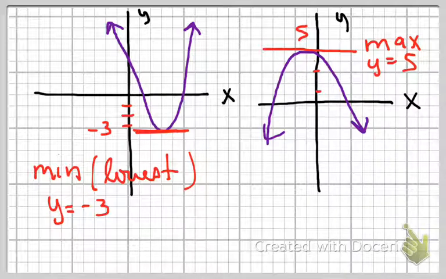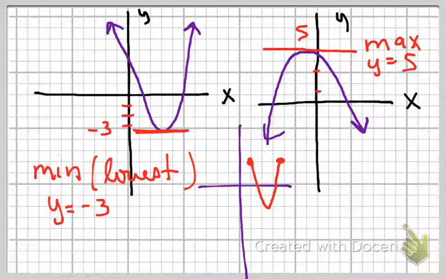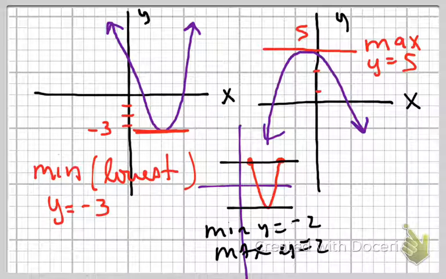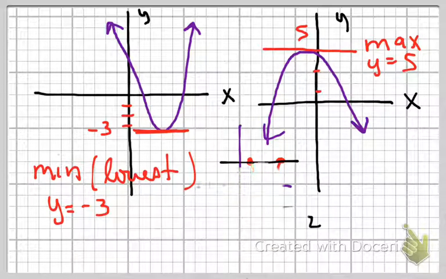Now, is it possible for a parabola to have both a min and a max? It is possible. Let me give you an example of how. Remember we talked about before having dots, and we had something like this? Then we would have a min here and a max here. The min would have been y equals -2, and our max would have been y equals 2, because that's about where it goes. So it is possible to have either one, or both.